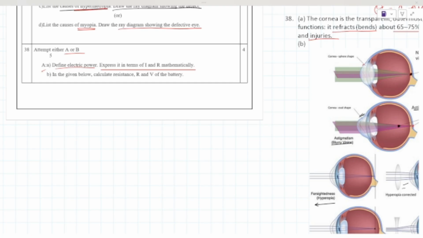I don't know the definition, but it is P is equal to V into I. Okay, okay, no problem.